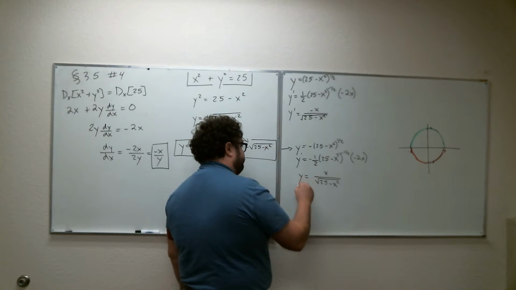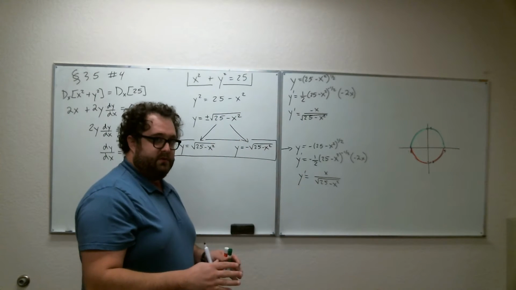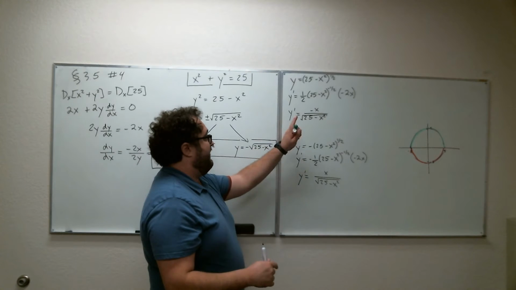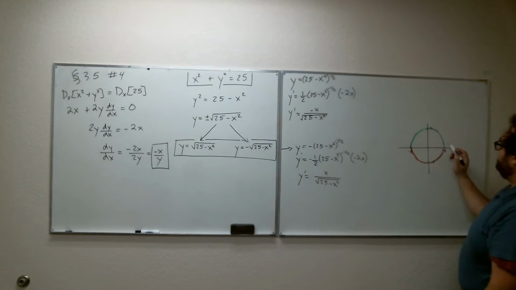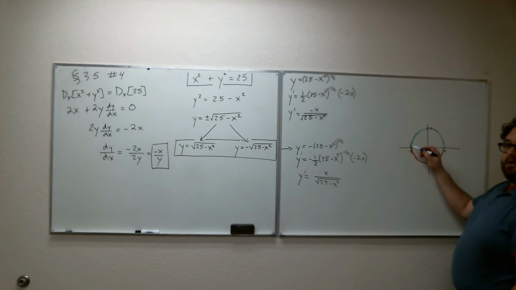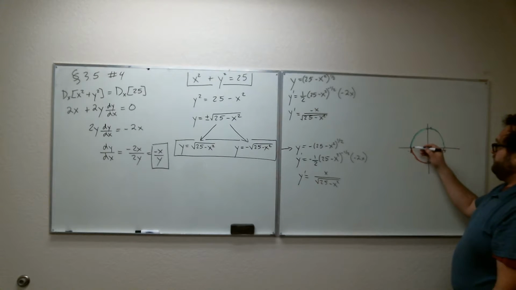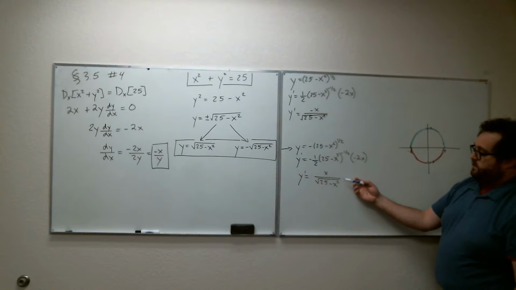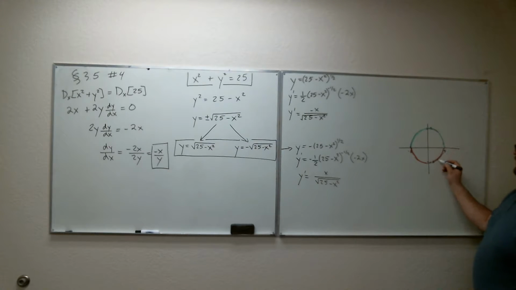So notice here, I get two different derivatives, one for the upper half. This derivative right here will work if I want to find the slope of any point on the highlighted green portion here. It will not work for the lower portion. This one right here, this derivative, will only work for the lower portion. It will not work for the upper half of that circle.